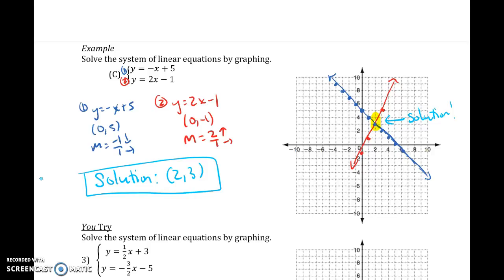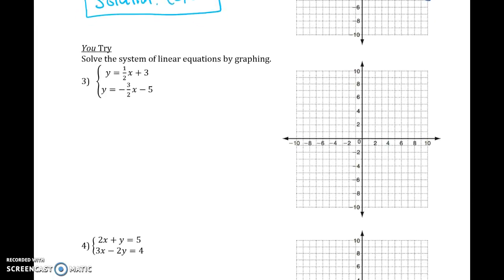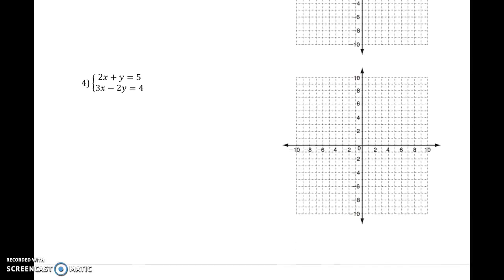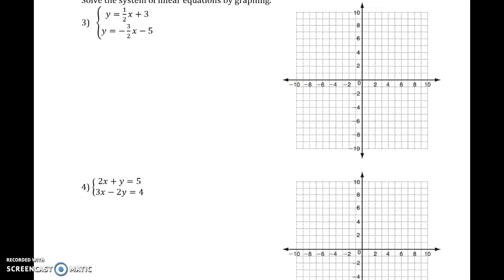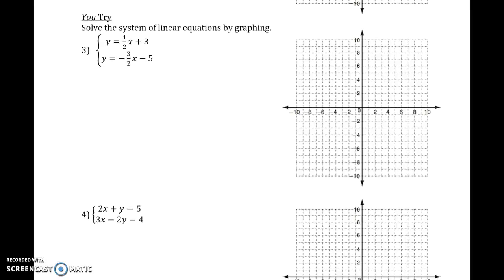Okay? So that's solving a system. Go ahead and try that. You try problem. And notice for number 4, I'm just scrolling all the way down here, these are in standard form, so get those as y equals mx plus b first, and that'll help you out with the graph. Okay, so go ahead and try 3 and 4, and we'll come back and check your answers.